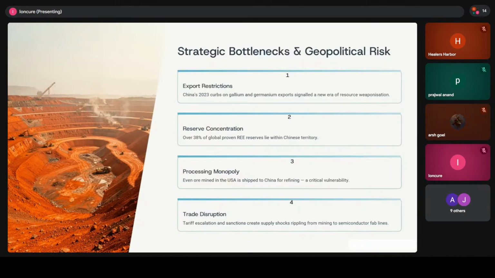One of the biggest concerns today is the strategic bottleneck created by concentrated supply chains. China's export restrictions on minerals such as gallium and germanium demonstrated how mineral resources can become geopolitical tools. Many countries still lack independent refining infrastructure. Trade conflicts, sanctions, and export controls can disrupt semiconductor manufacturing and AI development worldwide. As AI becomes more important economically and militarily, competition over rare earths will likely intensify further.